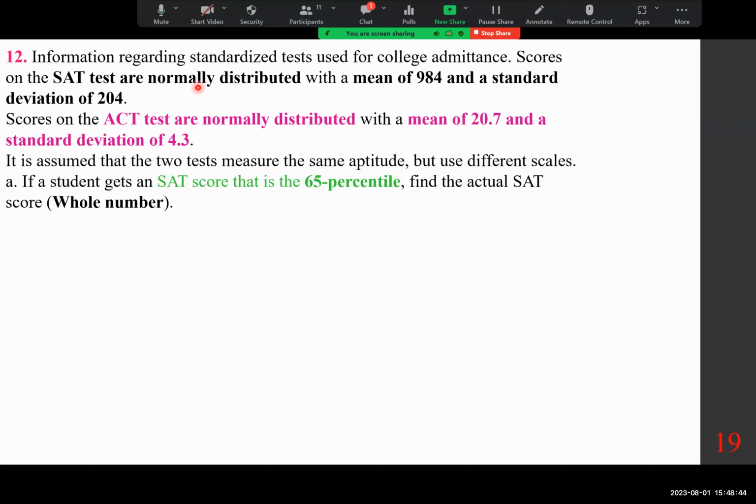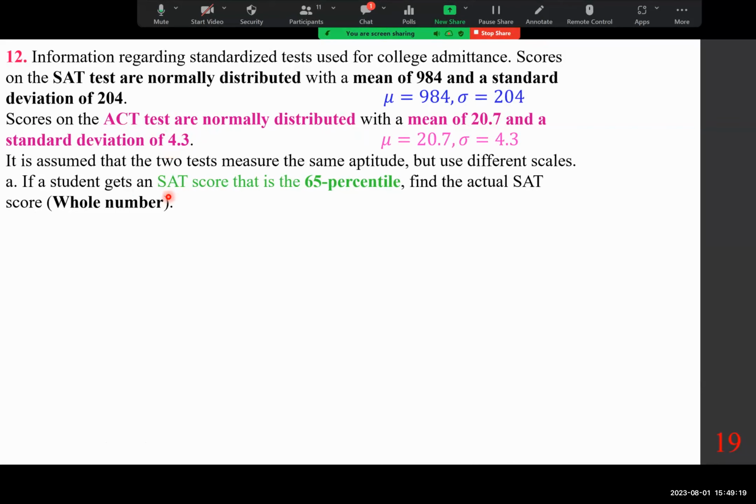So when we look at the SAT score, we see that it's normally distributed. Mu is 984, sigma is 204. So we write it down. It's extremely important you spend enough time to write the given and understand the question. So that's for SAT. For ACT, we write the same thing. It's a normal distribution, but the mean mu is 20.7, sigma is 4.3. So that's understanding the question.